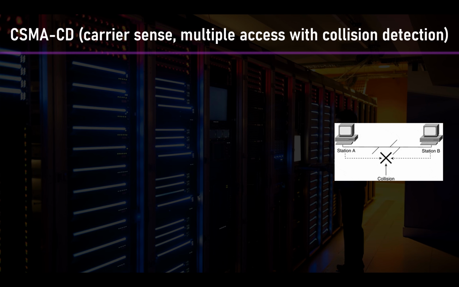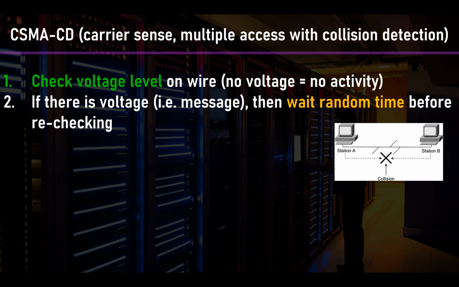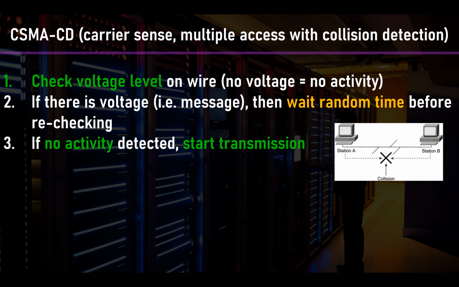Right, so let's look at how CSMA/CD works then. When we say check, the device that wants to send is going to check the voltage level on the wire. If there's no voltage, it means there's no activity, no one is sending. Because if someone is sending, there's an electrical signal; if no one is sending, there's no voltage, no electrical signal. So if there is a voltage, then we want to wait a random amount of time before rechecking, just to see if no one is sending in the future. Then if no activity is detected, we can start transmission, since no one else is sending.